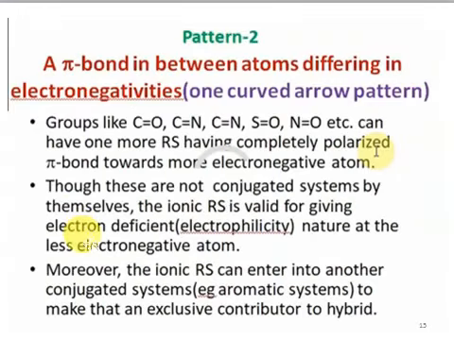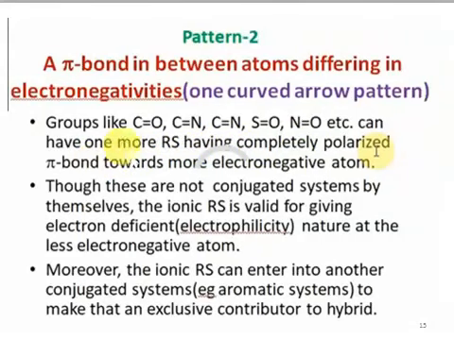The second pattern for drawing the resonance arrows is when there is a pi bond between atoms differing in electronegativity, right? You may have a pi bond between carbon and oxygen, carbon and nitrogen, carbon and sulfur, or nitrogen and oxygen. So you can have a double bond between these two. A double bond is a pi bond actually, right? In such cases, groups like these can have one more resonance structure which has a completely polarized pi bond.